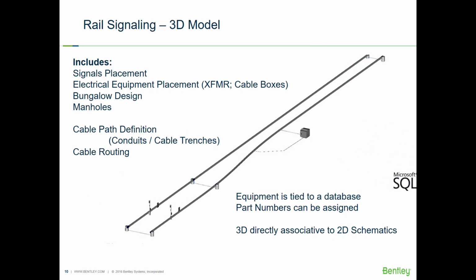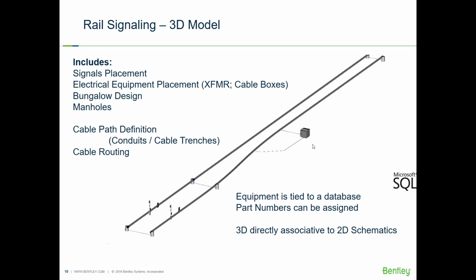The actual 3D model of the components that we place down with the rail signaling solution. What we see on the screen right now is a small but typical example of what we're actually designing. So we have a signal with foundation, a signal mast, and a signal head. We have junction boxes, manholes, and trenches. We've got trenches, conduits, and we've got a control house as well.